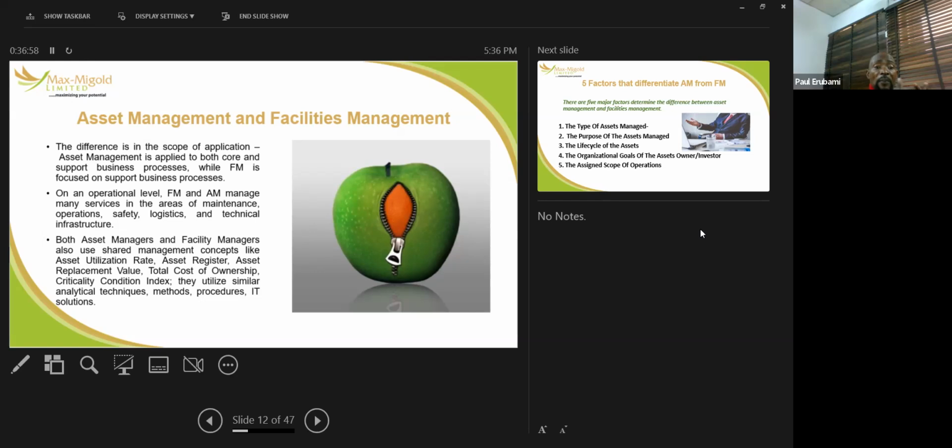Asset management is applied to both core and business support processes of an asset, while FM focuses on the support business of the process, which includes operation and maintenance. The asset manager looks at the business financial aspect of it, and the facility manager looks at the support end, because it takes the facility manager to maintain the asset so that it can support the business goal. This is the reason why most of the time there is a rift, let me put it that way, or disagreement between a facility manager and a finance director or a finance manager.